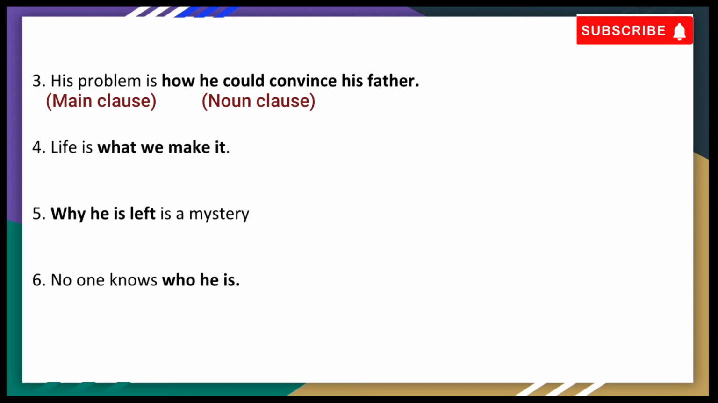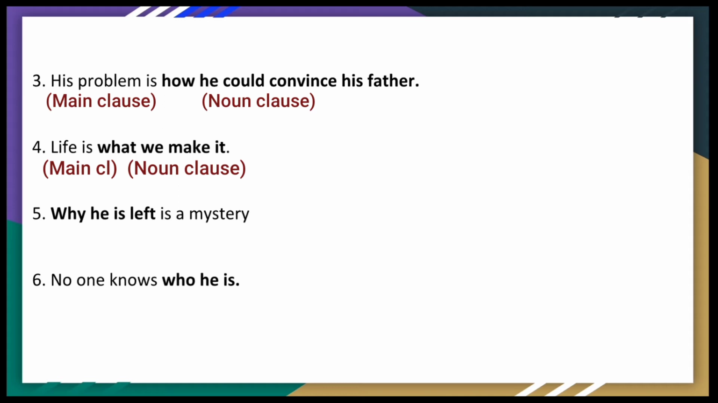Life is what we make it. In this sentence, what we make it is our subordinate clause. Life is our main clause. What the life is? What we make it. We are getting that as the answer. So what we make it is your noun clause, and life is the main clause.